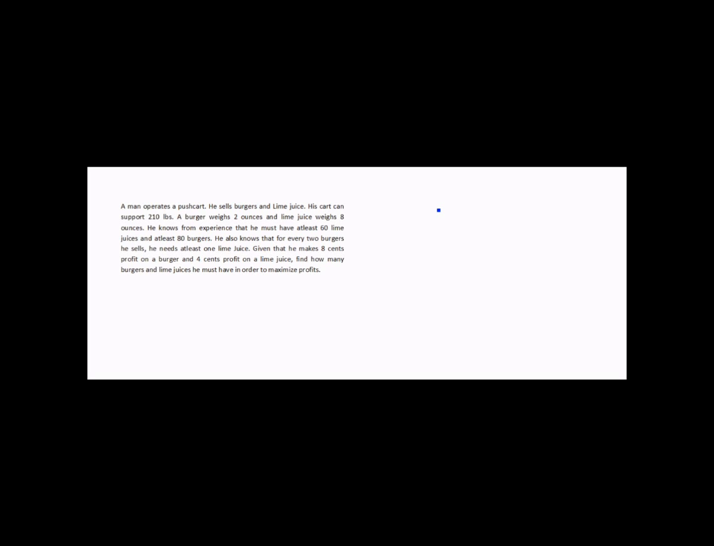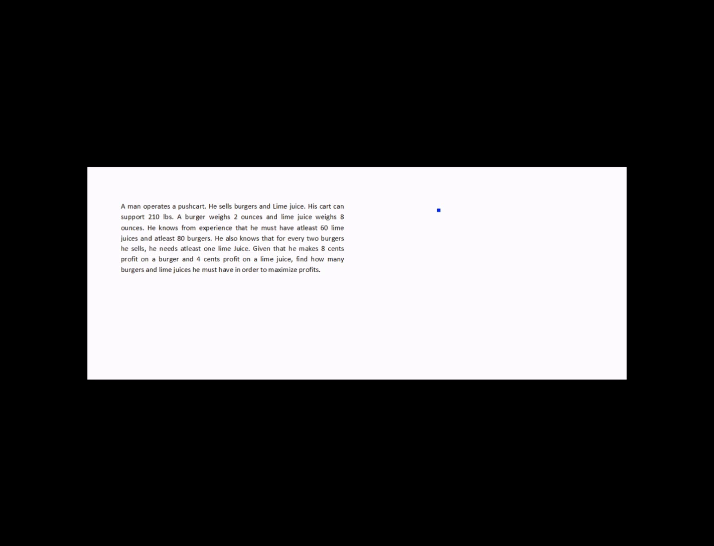Let us look at how to solve another linear programming problem using graphical method. A man operates a push cart. He sells burgers and lime juice. His cart can support 210 pounds. So the weight of burgers and lime juice combined should be less than 210 pounds for the push cart.